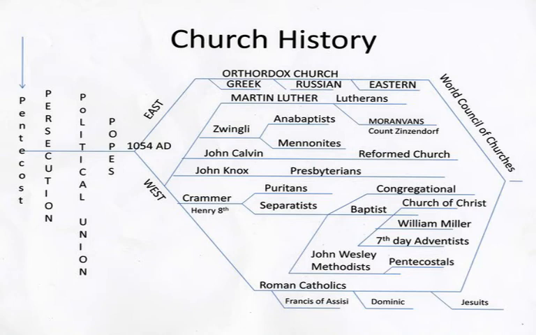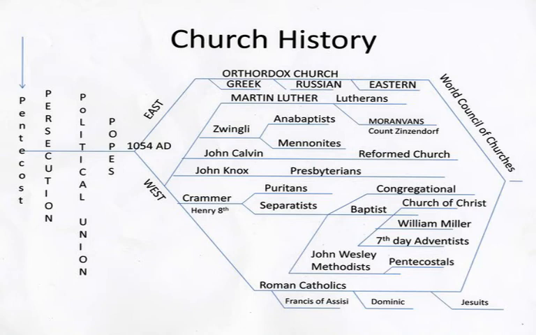Then we see another split with Henry VIII not getting an annulment, so he splits from the Roman Catholic Church, with Cranmer leading the way. And under the Church of England, we have two main groups, the Puritans who wanted to purify the Church of England. We have the Separatists who wanted to separate from the Church of England, and they did, and became pilgrims that came to America.